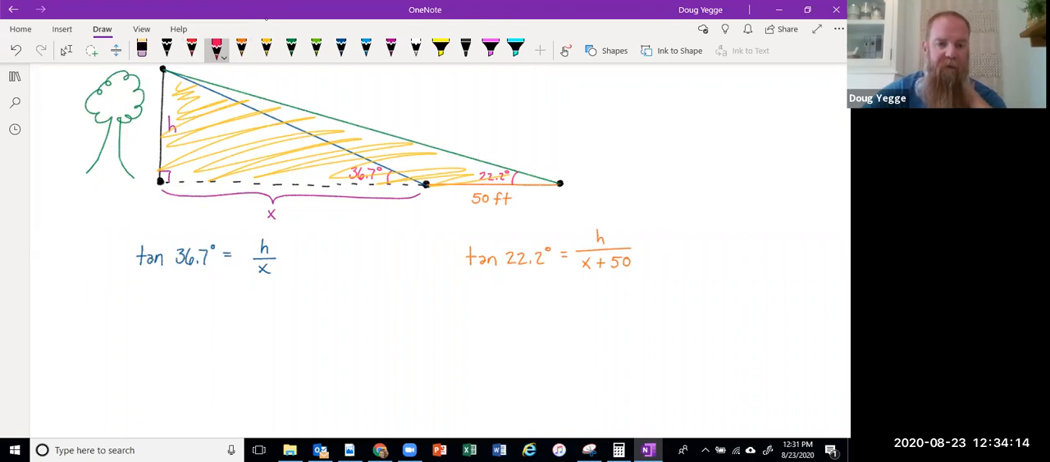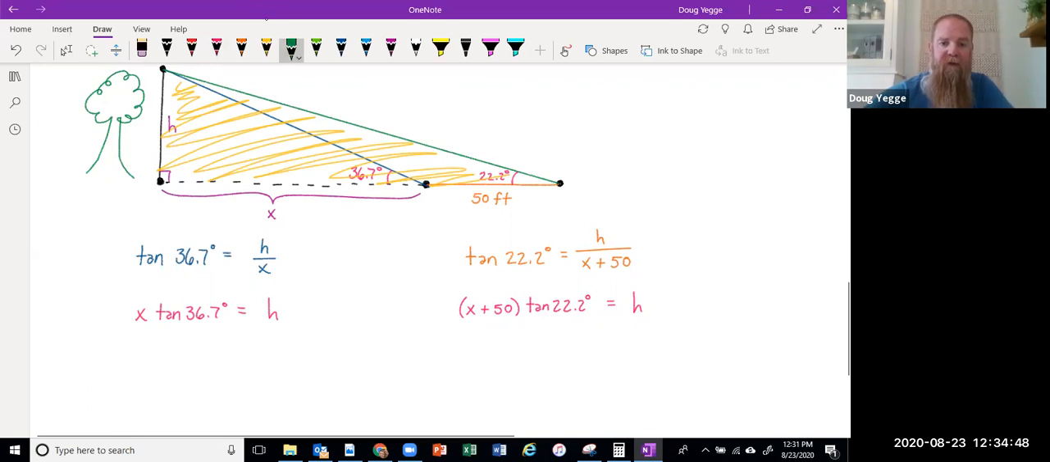So if we cross multiply, we would see that x times tangent of 36.7 degrees is the value of h. But we should also see that if I multiply both sides by x plus 50, I get x plus 50 times tangent of 22.2 degrees is also equal to h. And so because both of these quantities are equal to h, we could actually set them equal to each other. So why don't we merge them together and realize that x times tangent of 36.7 degrees.